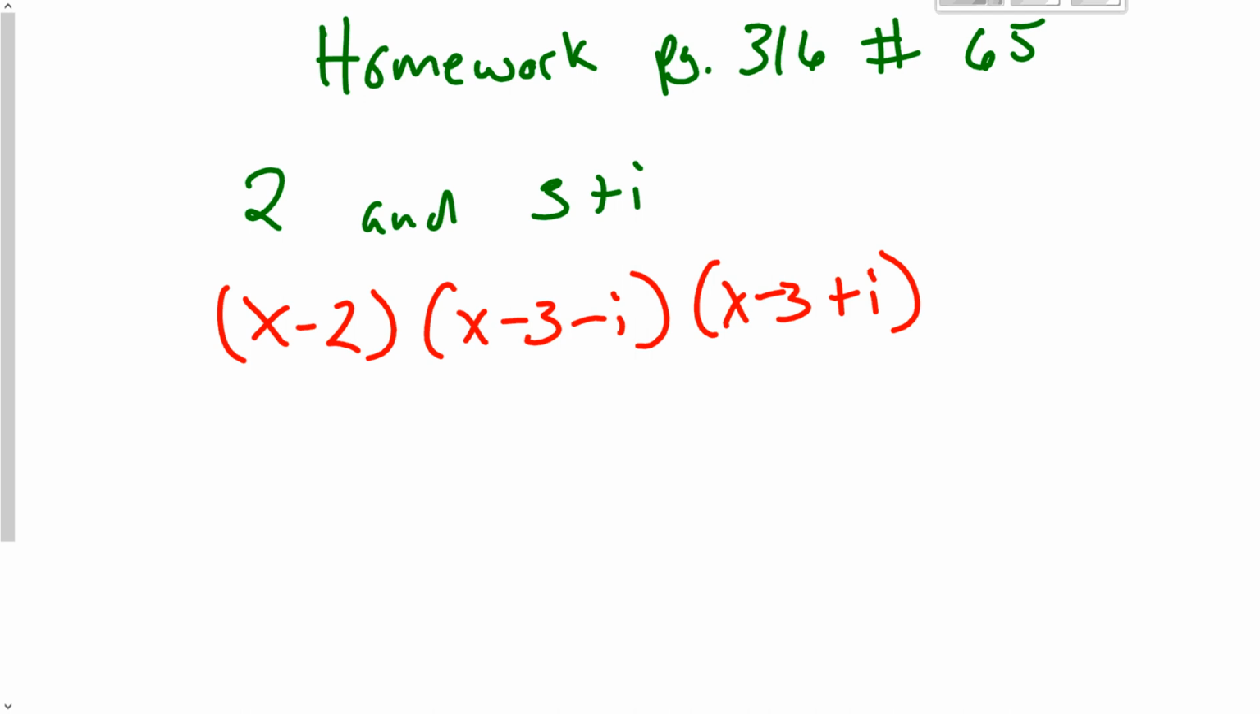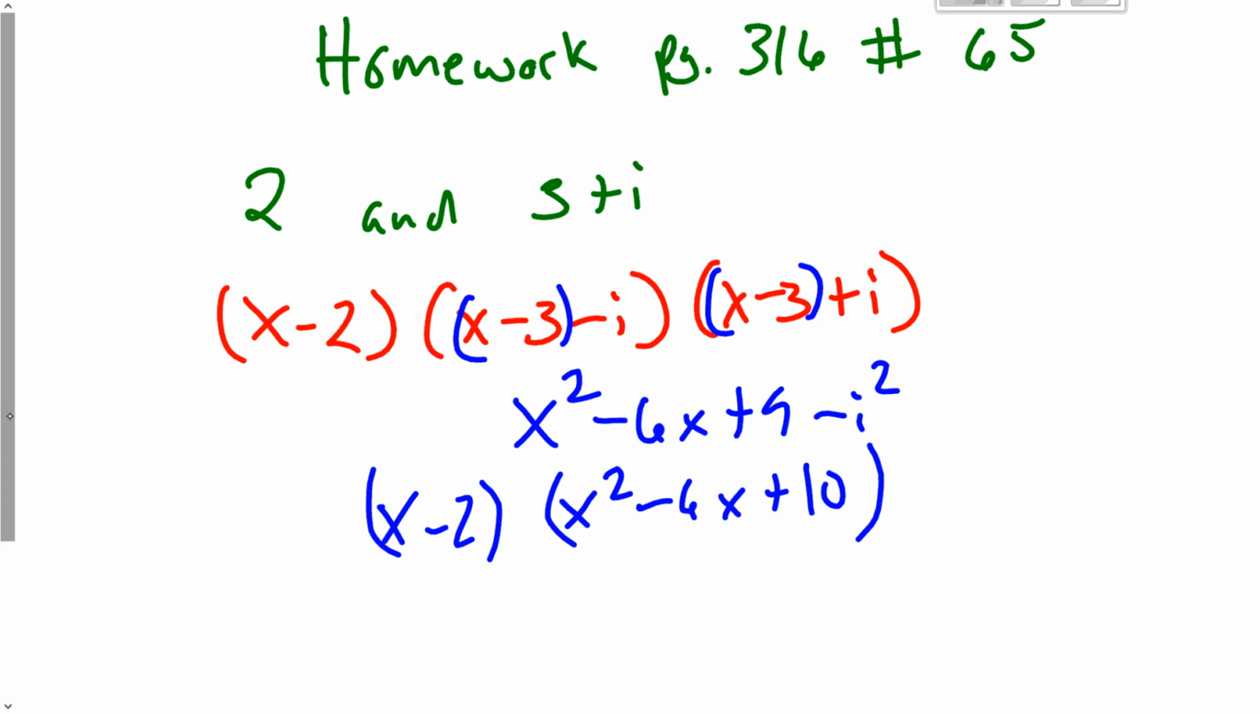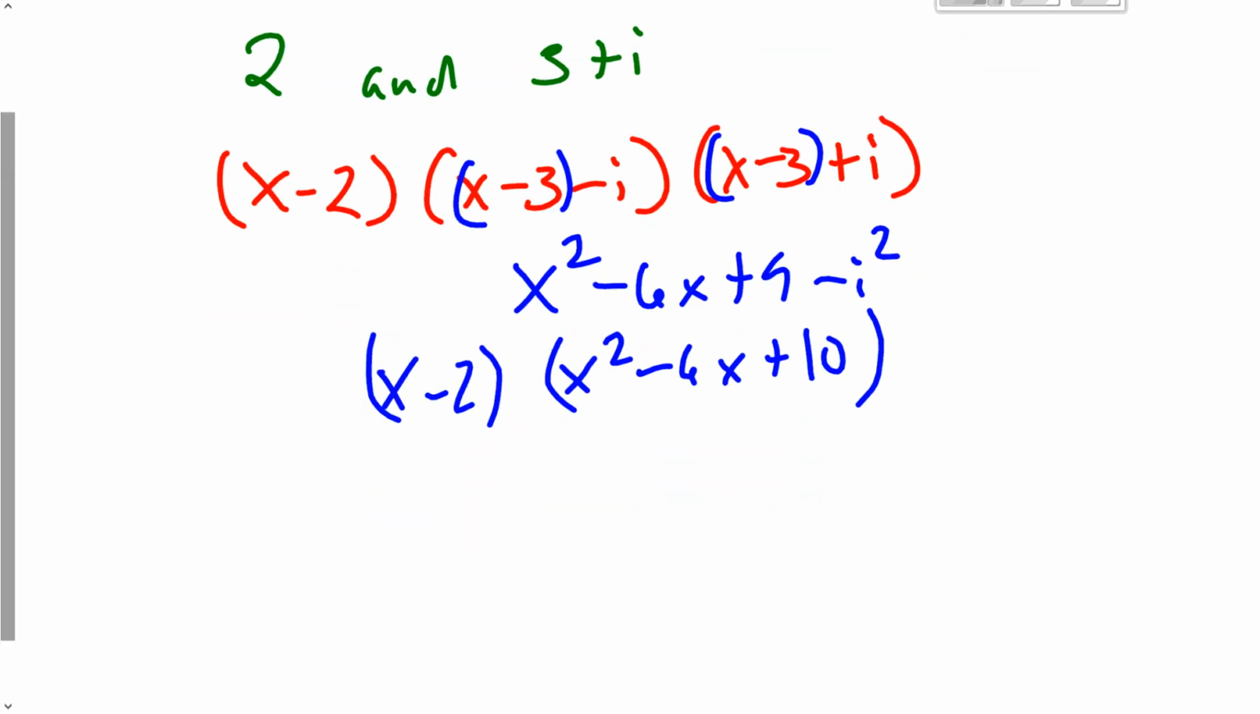Multiply conjugates first. First times first, and then last times last. So x squared minus 6x plus 9, and then minus i squared, so that's x squared minus 6x plus 9, or plus 10, really, because i squared is negative 1. Negative 1 times negative is a positive 1, so it's plus 10. Now I have to distribute the binomial there to a trinomial, so that's going to be 6 terms, because 2 times 3 is 6.